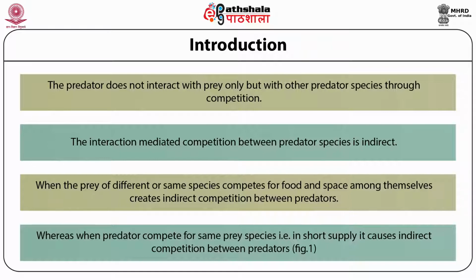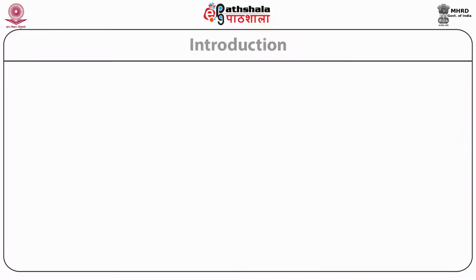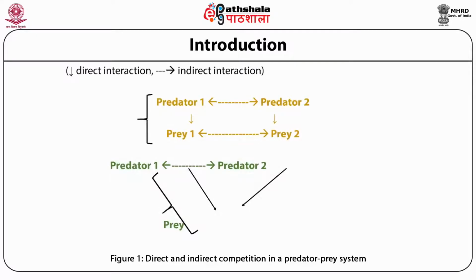We can see in figure number one. This figure represents the direct and indirect competition in a predator-prey system. When the prey of different or the same species compete for food and space among themselves, it creates indirect competition between predators. Whereas when predators compete for the same prey species that is in short supply, it causes direct competition between predators.